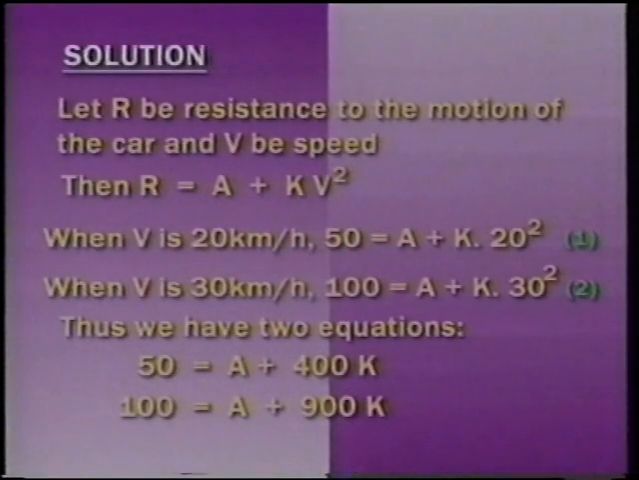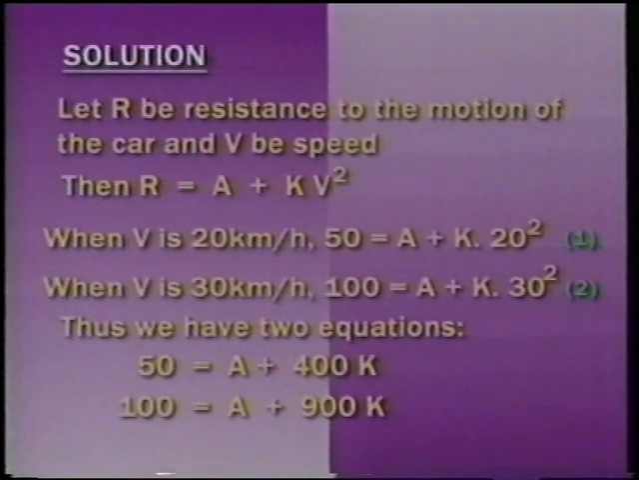We say let R be resistance to the motion of the car and V be speed. Then R will be equal to A plus KV squared, where A and K are constants. When V is 20 kilometers per hour, 50 equals A plus K times 20 squared. And when V is 30 kilometers per hour, 100 is A plus K times 30 squared from the information given in the question. Thus, we have two equations, 50 equals A plus 400K and 100 equals A plus 900K.